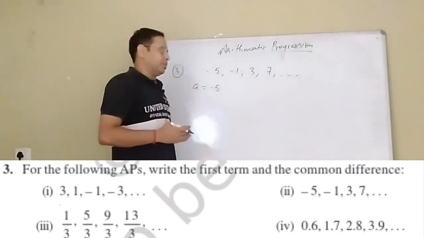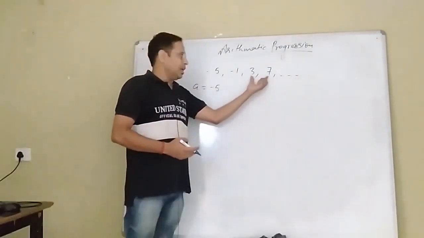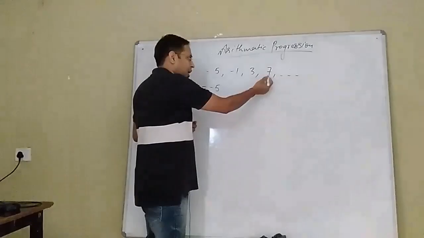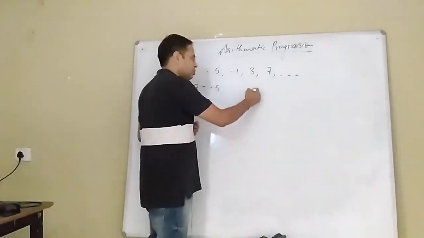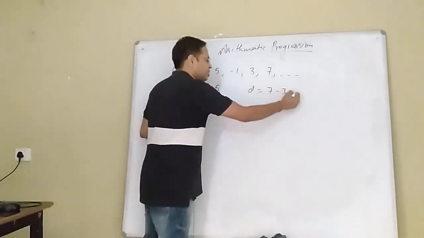So, take any consecutive terms. Suppose we take these. Okay? 3, 7. So I must subtract 3 from 7. So D, how much will I get? 7 minus 3 is equal to 4.